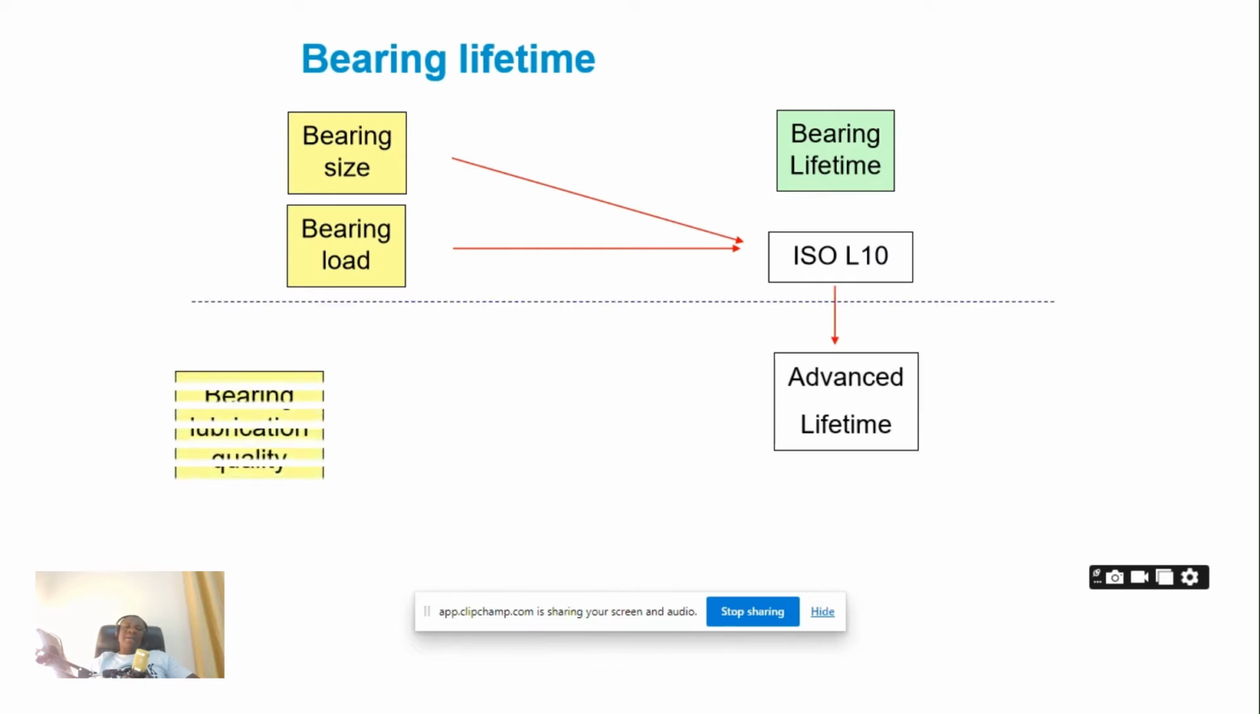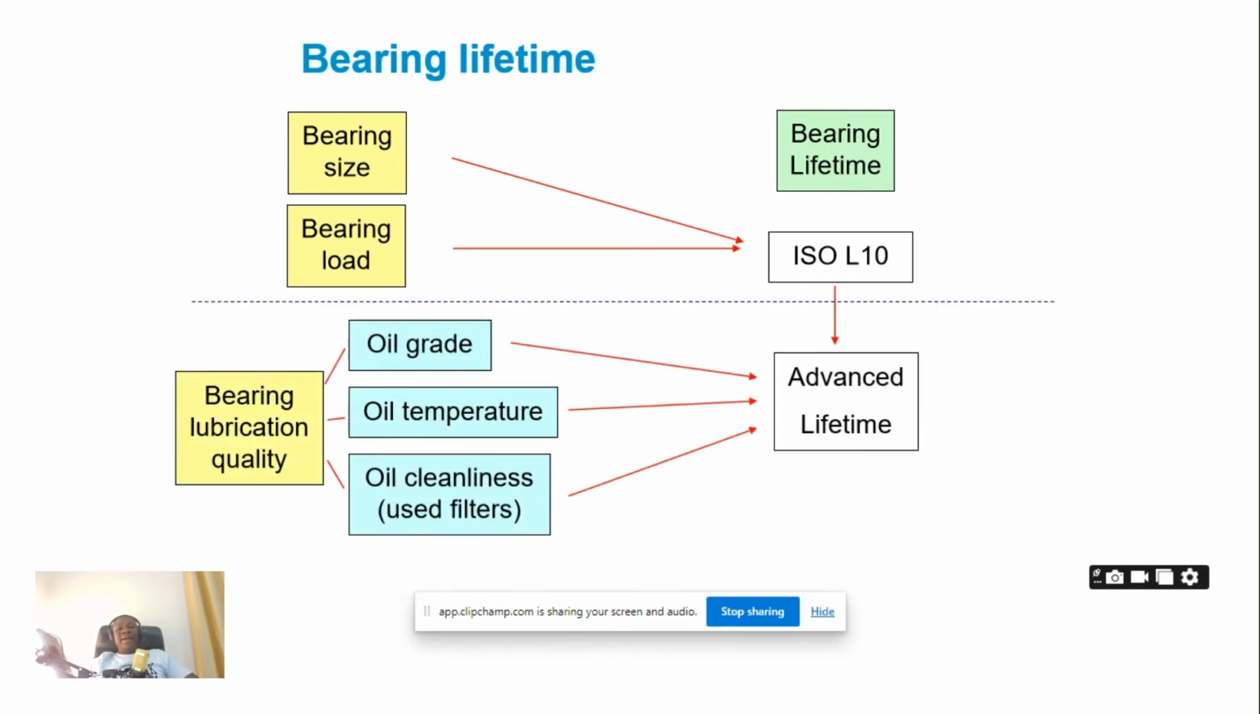Well, let's look at the bearing life. There are things that can determine the bearing life of an air compressor. It could be the size of the bearing and the load the bearing carries.